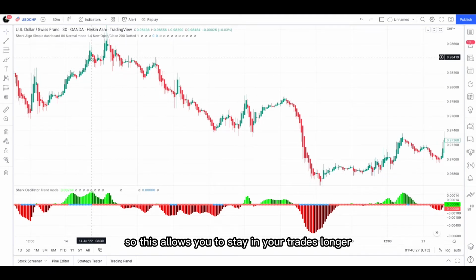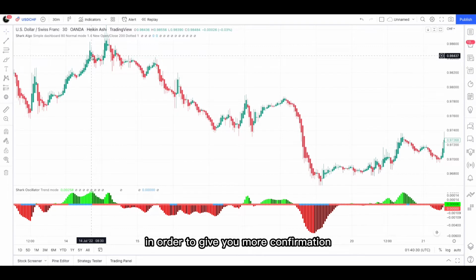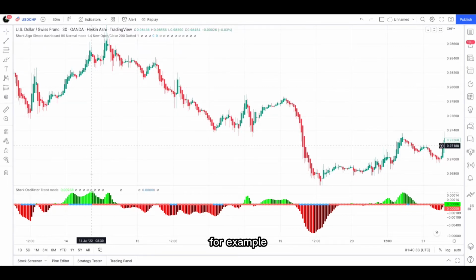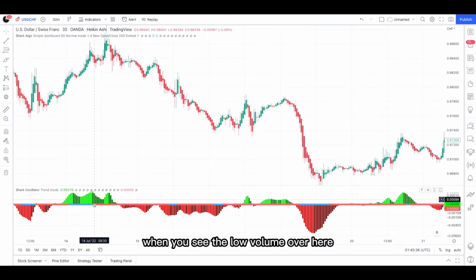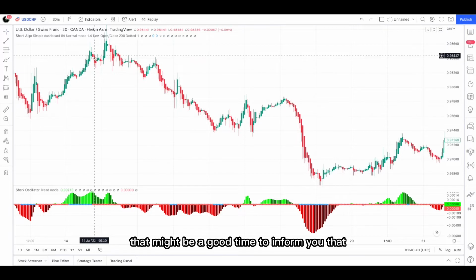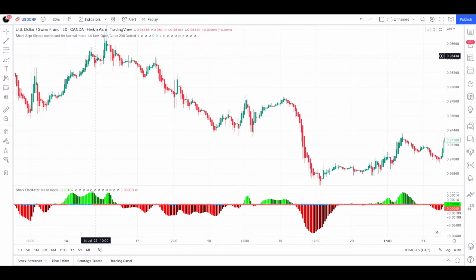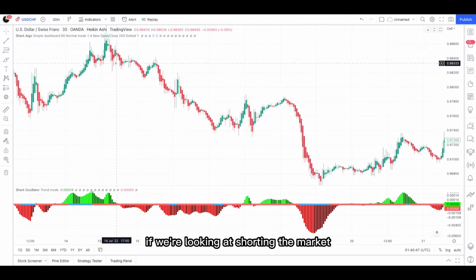So this allows you to stay in your trades longer in order to give you more confirmation so you can make more profits. Now, for example, when you see the low volume over here coupled with the trend weakening, that might be a good time to take profits and to close your trade. Now, another example over here, if we're looking at shorting the market.